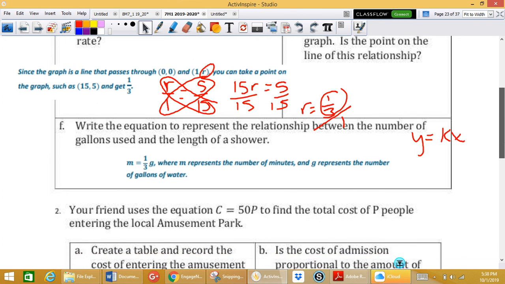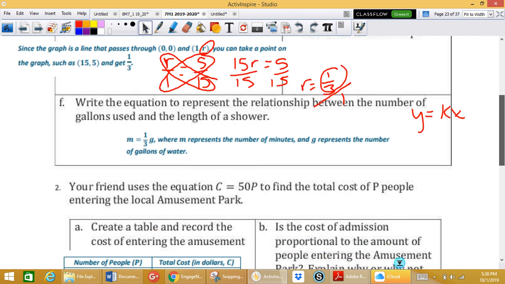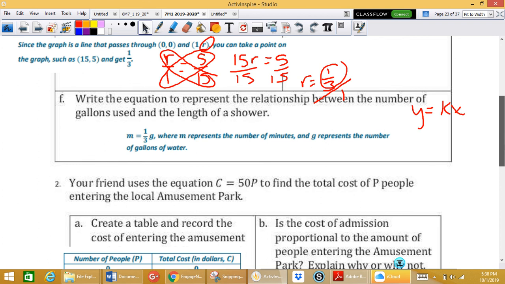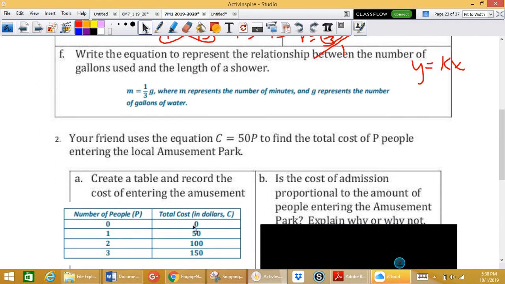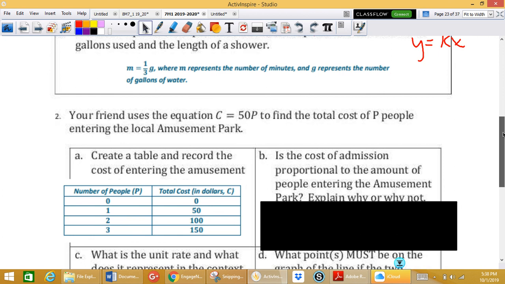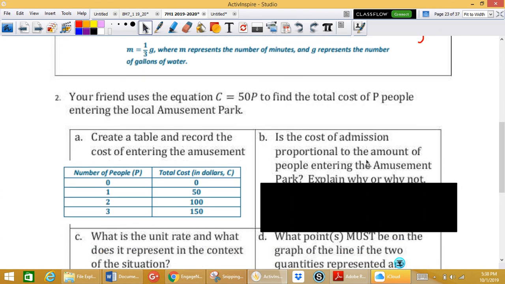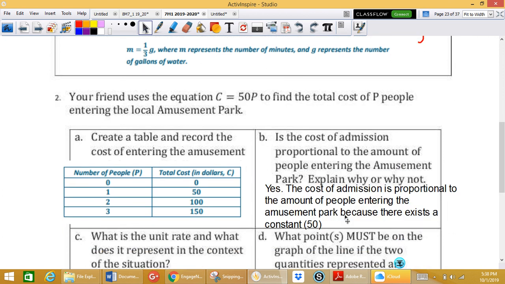Your friend uses the equation C equals 50p to find the total cost of p people entering an amusement park. Create a table. So if there are 0 people, $0; 1 person, $50; 2, $100; 3, $150. Is the cost of admission proportional to the amount of people entering the amusement park? Yes, the cost of admission is proportional to the amount of people entering the amusement park because there exists a constant, 50. So every time I take x times 50, I get my y.